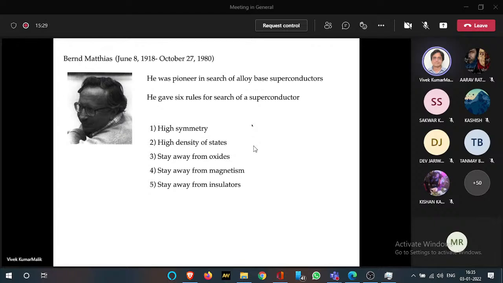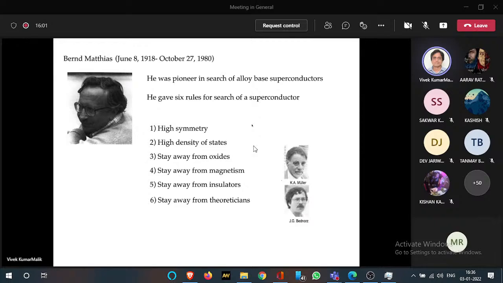Okay, there was a 6th rule: stay away from the theoretician. It was kind of a joke, because it was known, and it's still actually true, that you cannot predict superconductivity theoretically. You cannot explain that this material is going to be superconducting, or what the TC of that would be. And still, I think it's true.